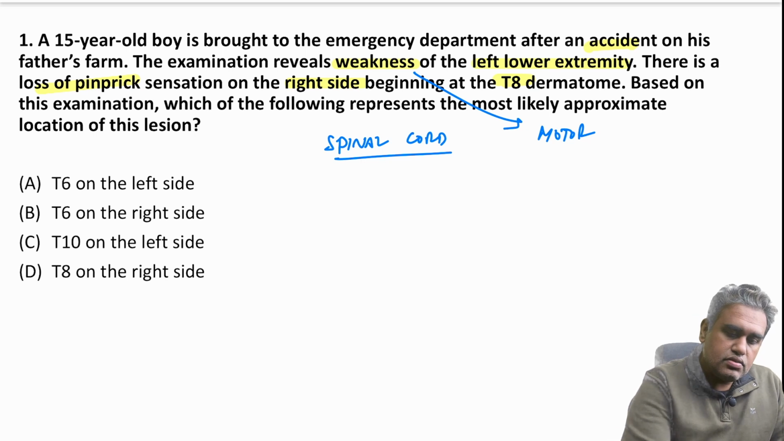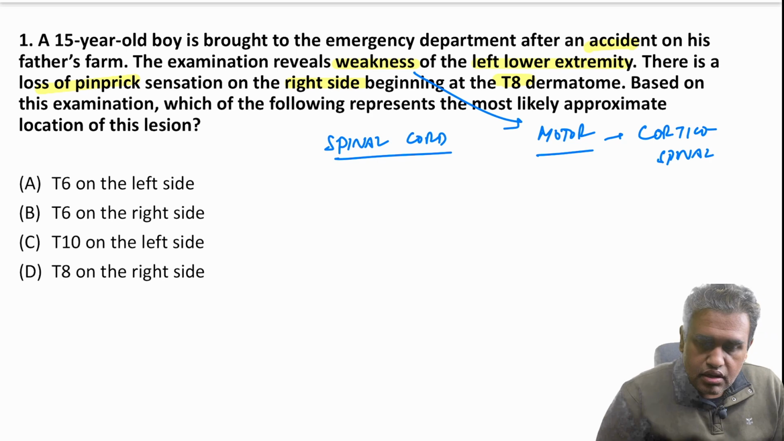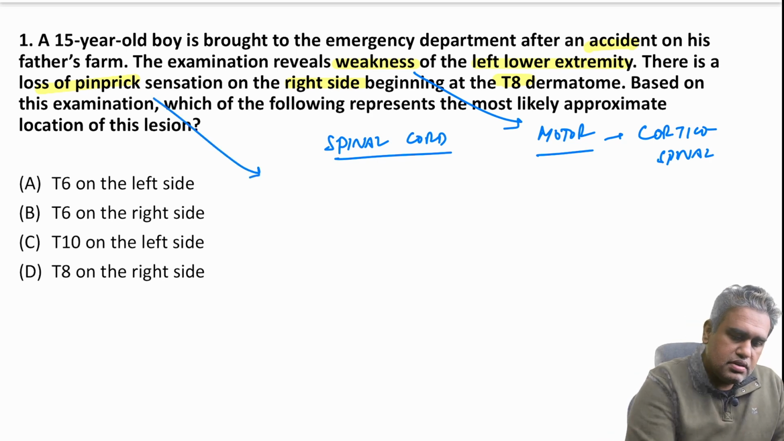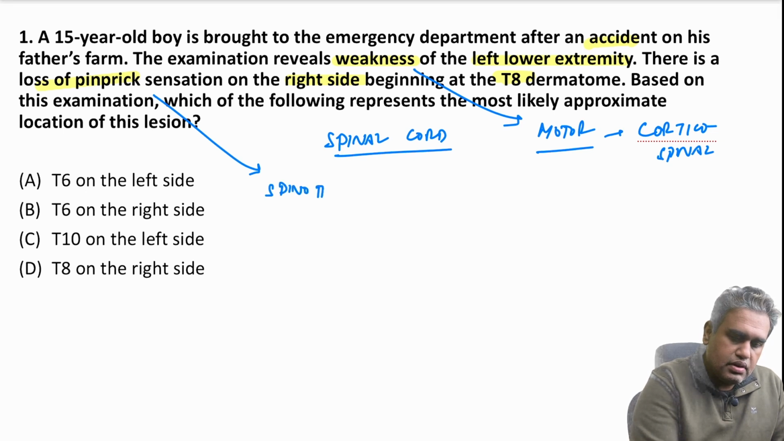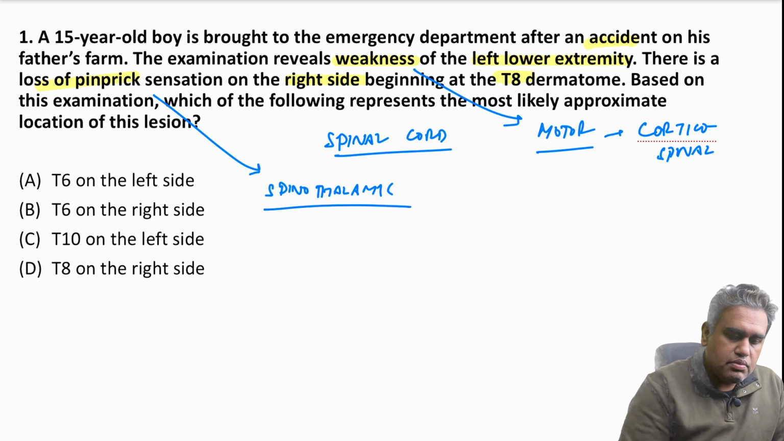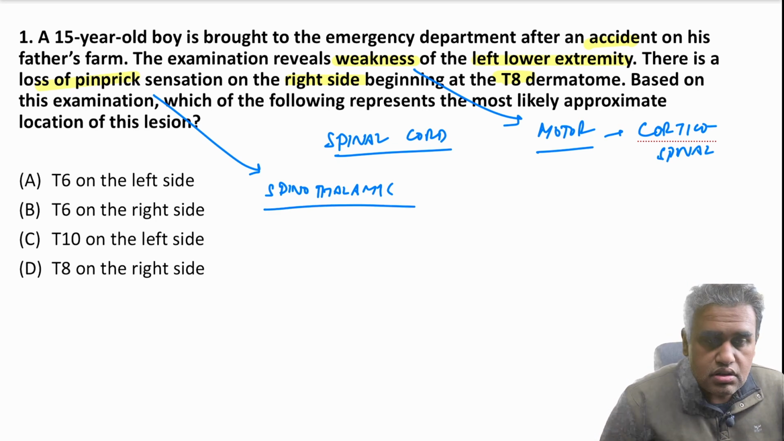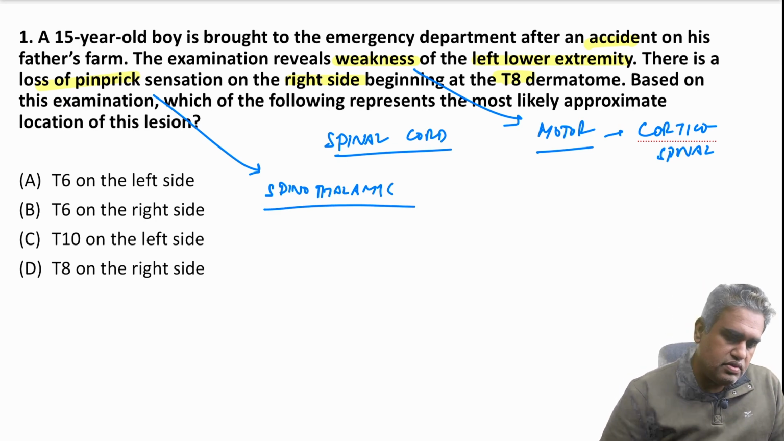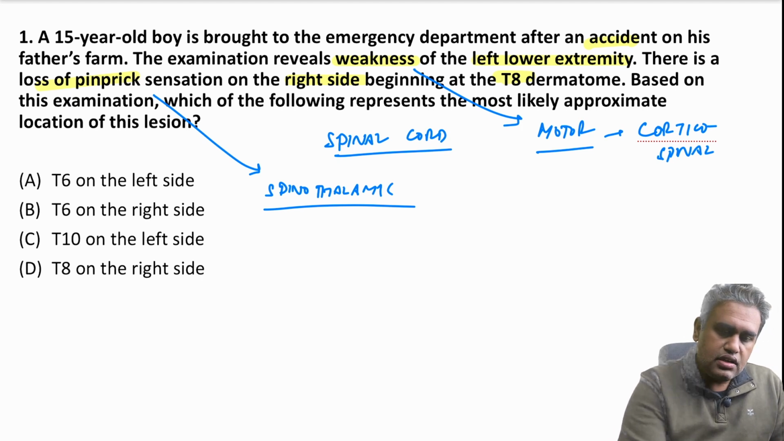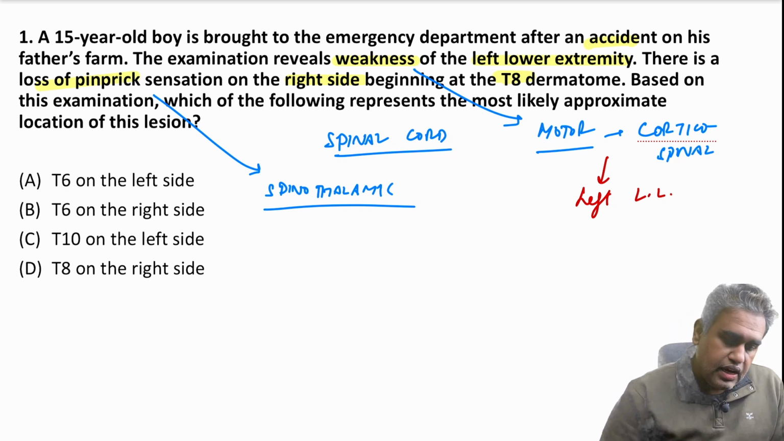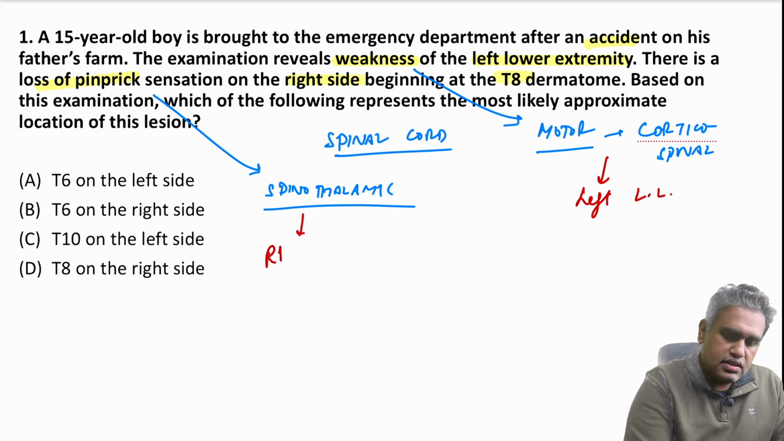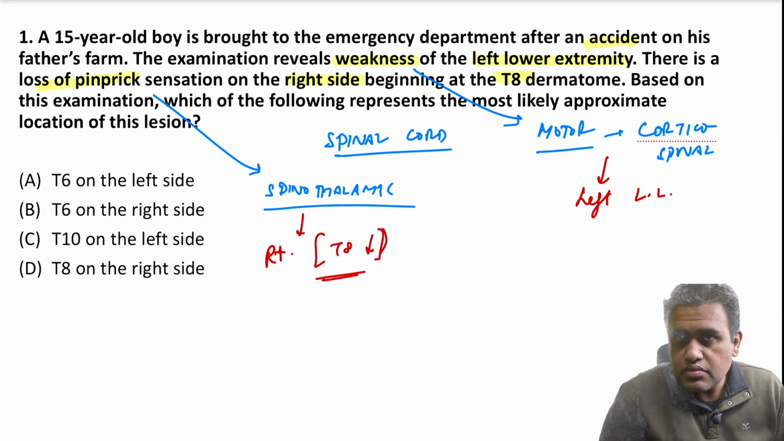And that motor tract is the corticospinal tract. The loss of pain is the spinothalamic tract. Vibration and proprioception are carried by the dorsal column, that is fasciculus cuneatus and gracilis. Now there is a motor loss on the left lower limb, and the loss of pain is on the right side beginning at T8, so it is T8 and below T8. This is what the question is telling us.